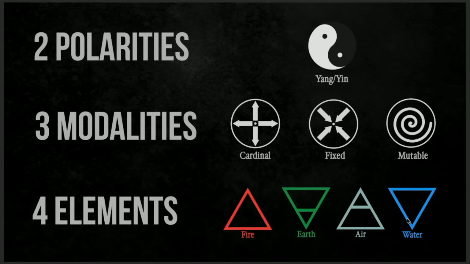So just to recap, what do we have? We have 2 polarities, 3 modalities, and 4 elements, right? And I said back in episode 2, these are the ABCs, but they're not the 1, 2, 3s. They're the 2, 3, 4s. 2 polarities, 3 modalities, 4 elements. And with these fundamental building blocks, we are going to create the 12 signs of the zodiac.